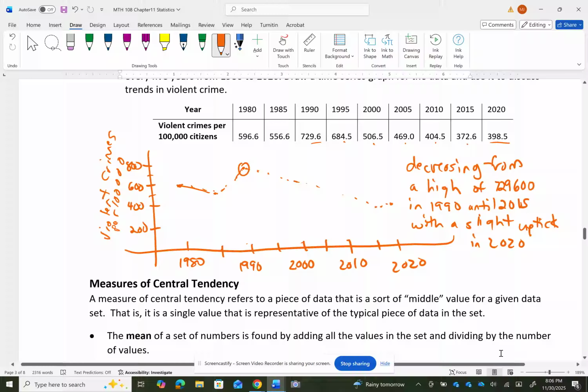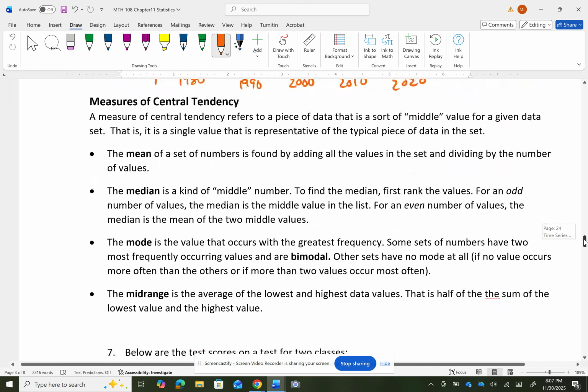All right, let's continue. This video is going to be really important. Measures of central tendency are various measures that can be used to indicate what would be representative of a typical piece of data in the set. Okay, just a single number that's supposed to represent a typical piece of data in the data set.